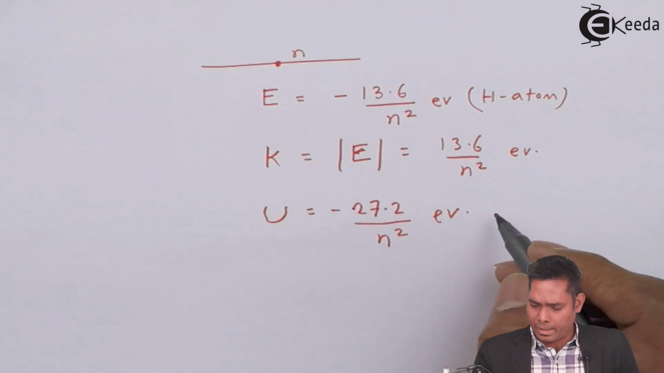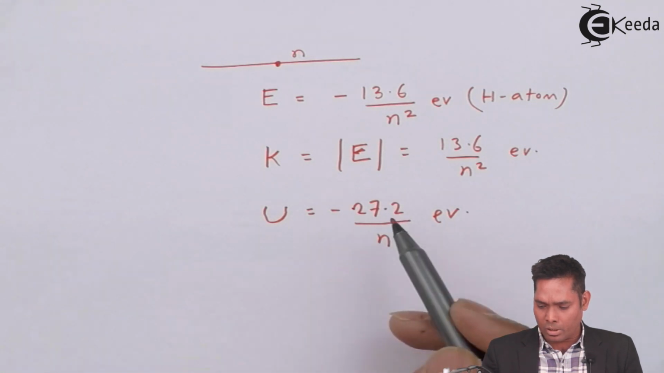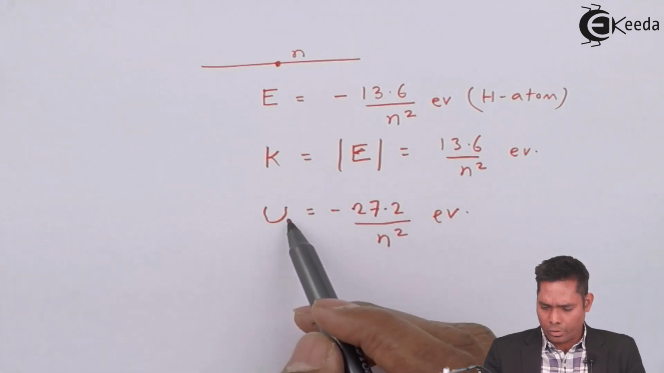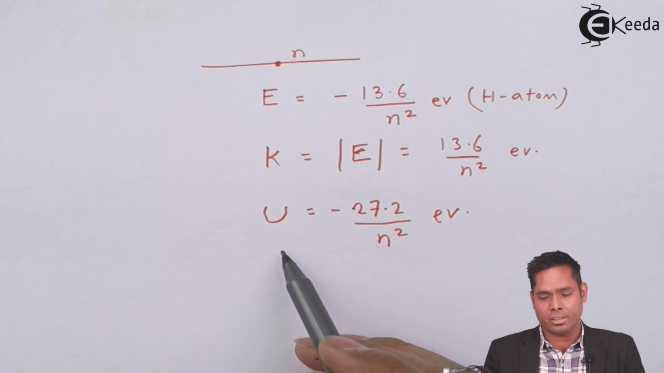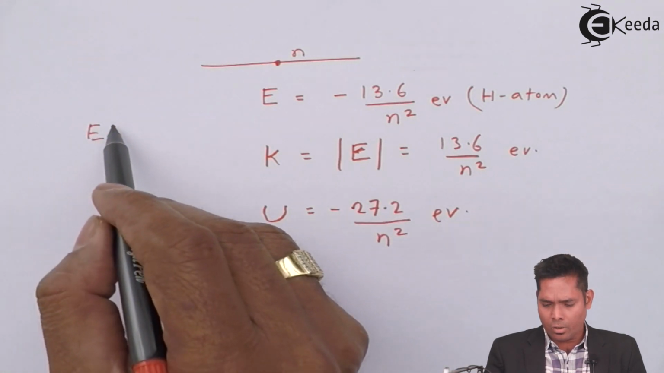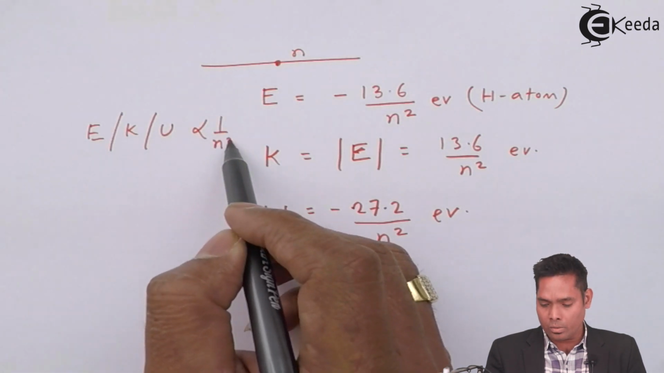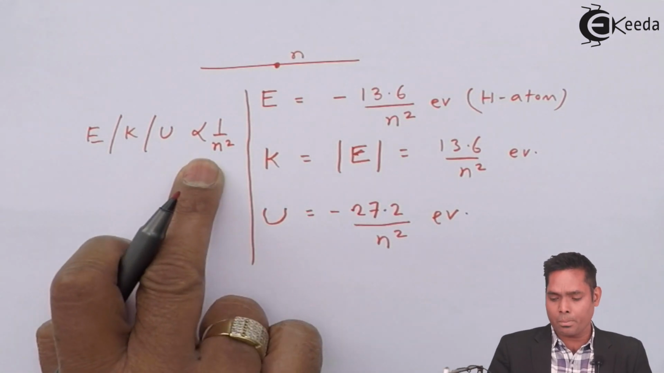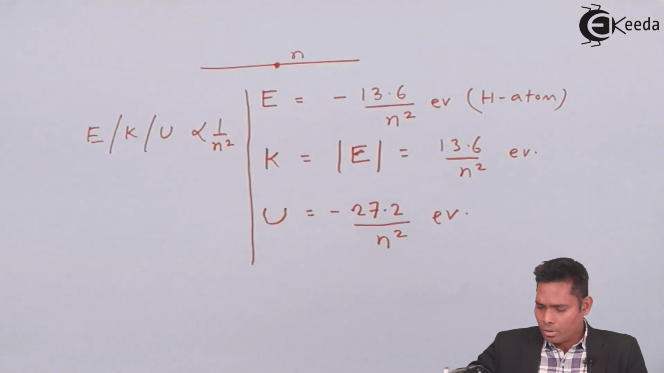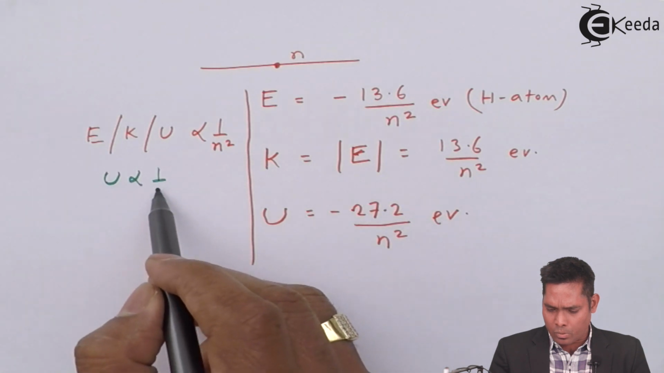So basically the relation is the same; the number may change, but because it is a question of ratios, U and n square are related, K and n square are related. So all these energies, whether it is E or K or U, are related to the orbits, where n is the orbit number, inversely proportional to n square. So U is inversely proportional to n square.